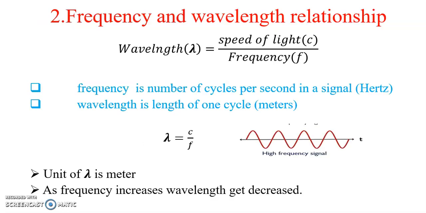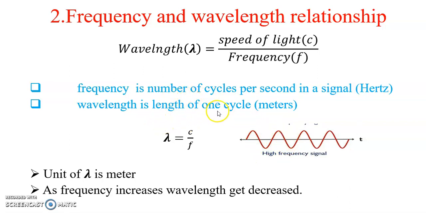So next we will see what is frequency, what is wavelength, and what is the relationship between these two things. Let us see first what is frequency. Frequency is the number of cycles per second. Here you can see one cycle means one positive half cycle and one negative half cycle together known as one complete cycle. So n number of cycles per second is known as frequency.